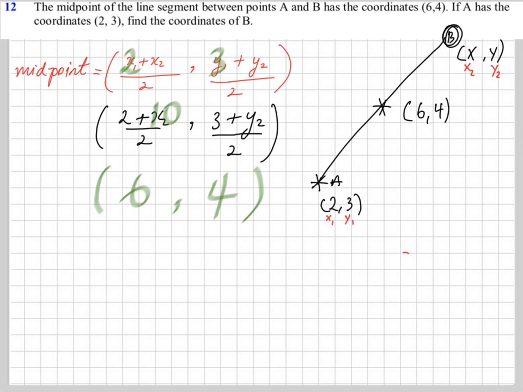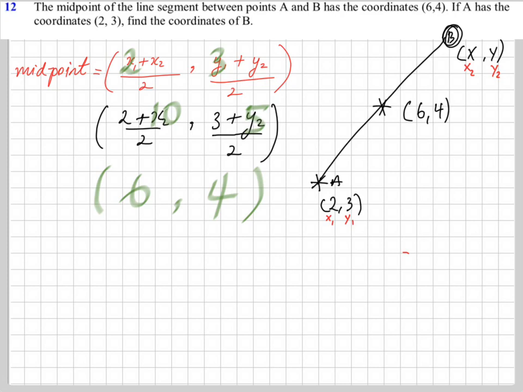Now I'm going to do the same logic here. I know that this whole thing is equal to 4. So this divided by 2 is equal to 4, that's 8. So 8 divided by 2 is equal to 4. So I know that this is 8. So what's 3 plus something gives me 8? 3 plus something gives me 8. That something is 5.